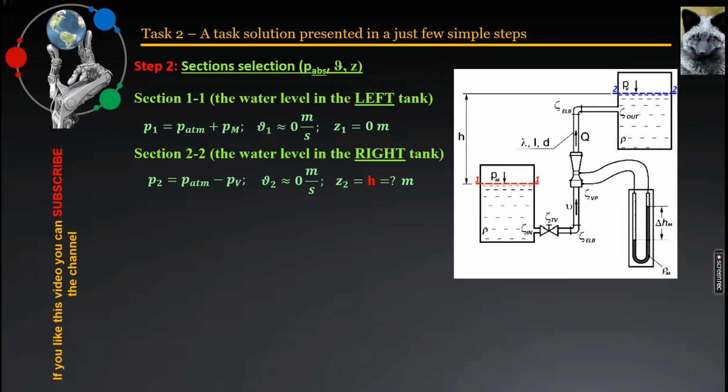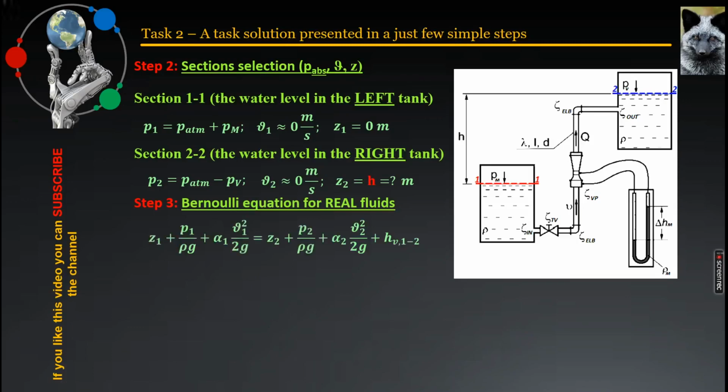Performing step 3 only involves rewriting, copy-pasting the Bernoulli equation for a real fluid. It is time to move on to step 4, which uses the data from step 2 and substitutes it into the Bernoulli equation.